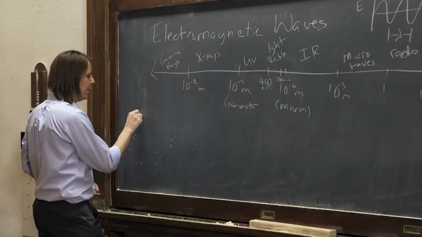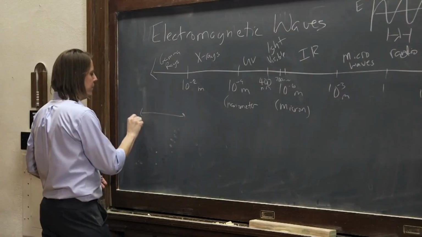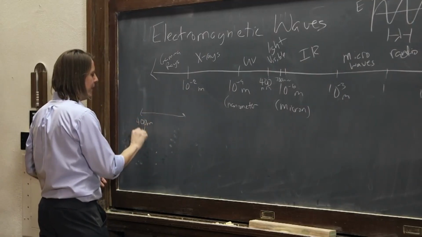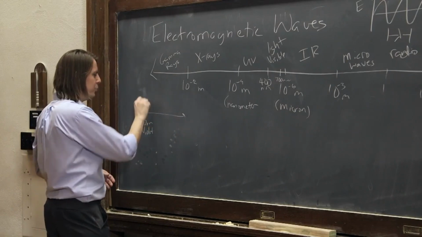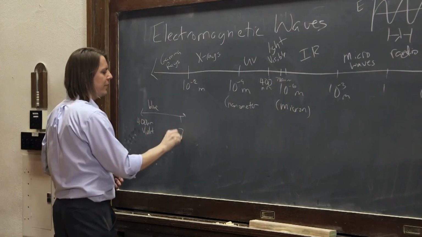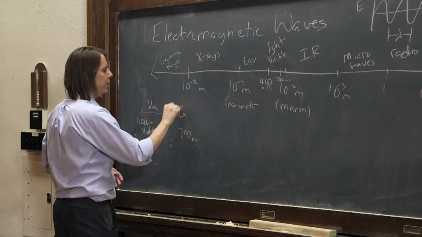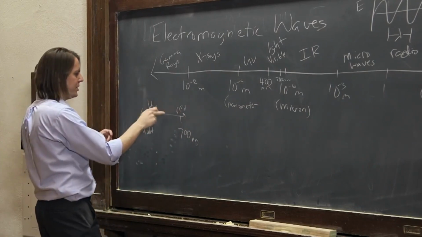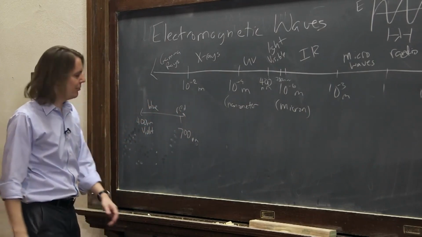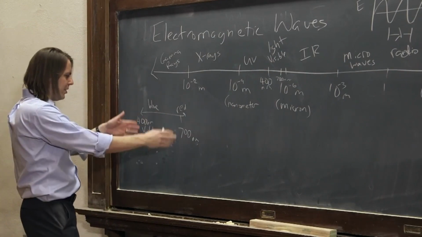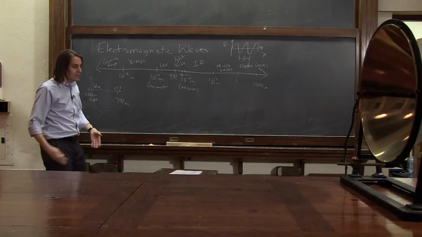So if we were to zoom in to here, 400 nanometers is violet, and then you have blue, and way out here at 700 nanometers is red, and it's Roy G. Biv: red, orange, yellow, green, blue, violet. You've heard that before probably. But this is all the colors that we see.